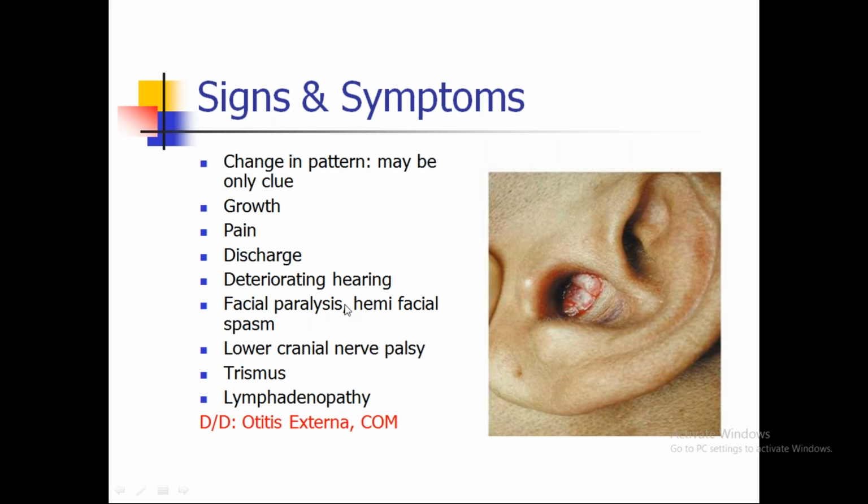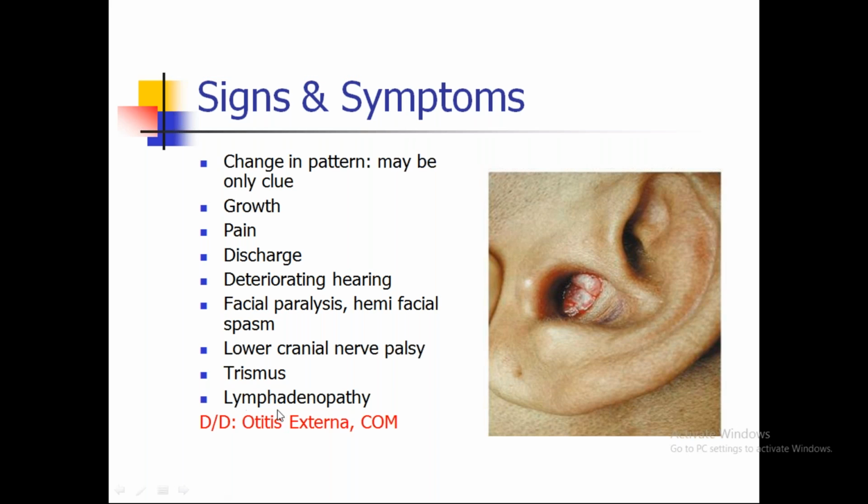Facial paralysis can occur because due to the breach in the facial canal, if it invades the facial nerve, then facial nerve paralysis will be seen. Lower cranial palsy, if it reaches the jugular bulb area, then the lower cranial nerves, that is 9, 10, 11, and 12, will also be involved, and lymphadenopathy is sometimes seen.